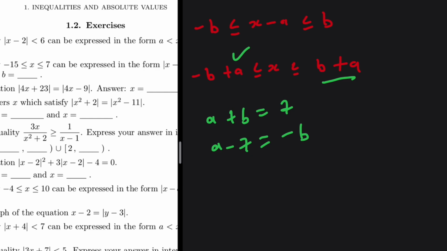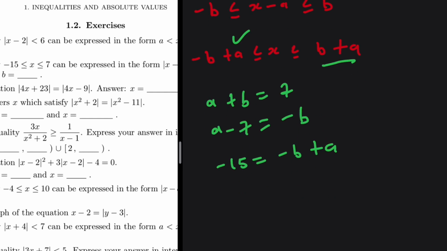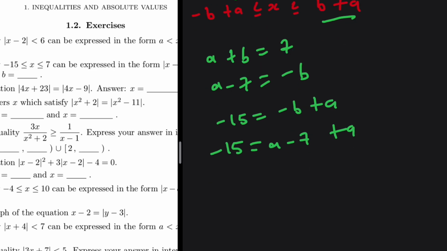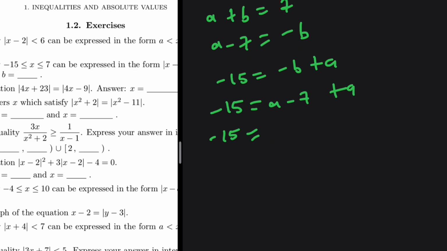So now that I've made minus b the subject of the formula, I can say that minus 15 is equal to minus b plus a, right? So minus 15 will be equal to, and then in place of minus b, I'm going to substitute a minus 7 and then plus a. So minus 15 is equal to 2a minus 7. We take minus 7 to the left hand side, we get minus 8 is equal to 2a. So minus 4 is equal to a. Alright, there goes the value of a.